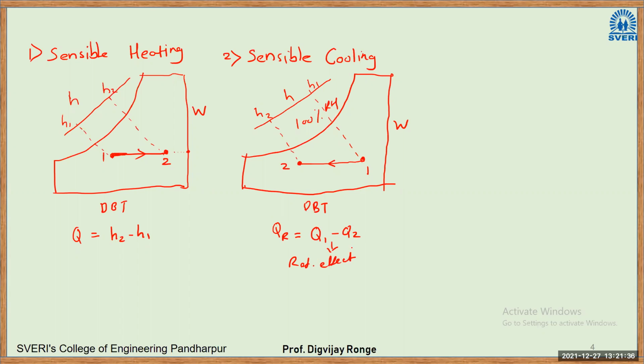Okay. Last lecture, we studied another property, the bypass factor. This is considered only when there is sensible heating or sensible cooling. What we are assuming here, let us say one coil is there.